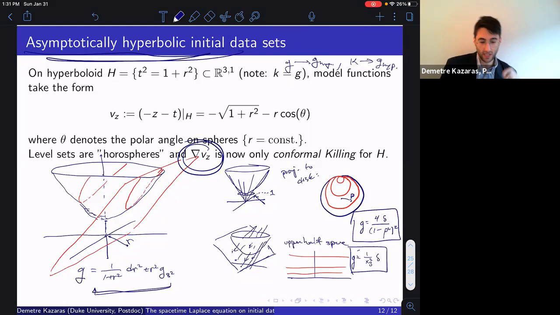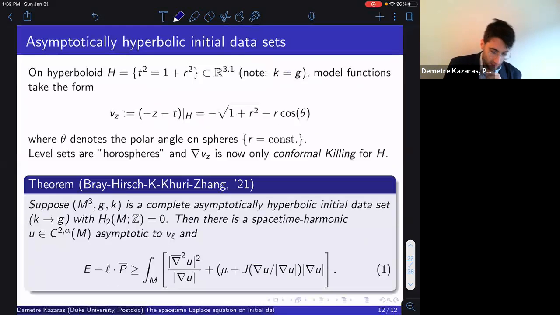So this also makes the problem of a very different nature. Now the K is no longer decaying. It converges to something positive definite. Let's see what happens. So this is now new work with Hugh Gray, Sven Hirsch, Marcus Khuri, and Yu Zheng, where we prove a positive mass theorem in a similar sense.